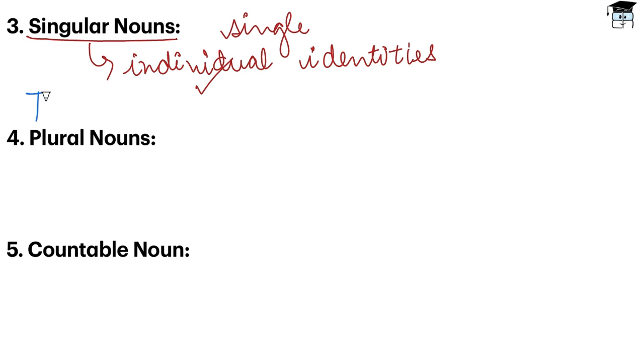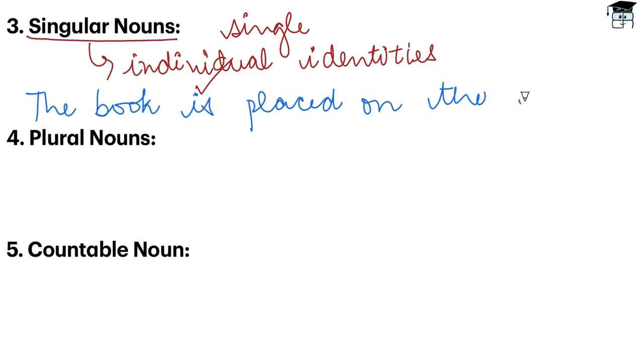Now, the book is placed on the desk. Now, in this statement, if we look carefully, the words book and desk are individual identities. Right? So that means that these nouns are singular nouns.